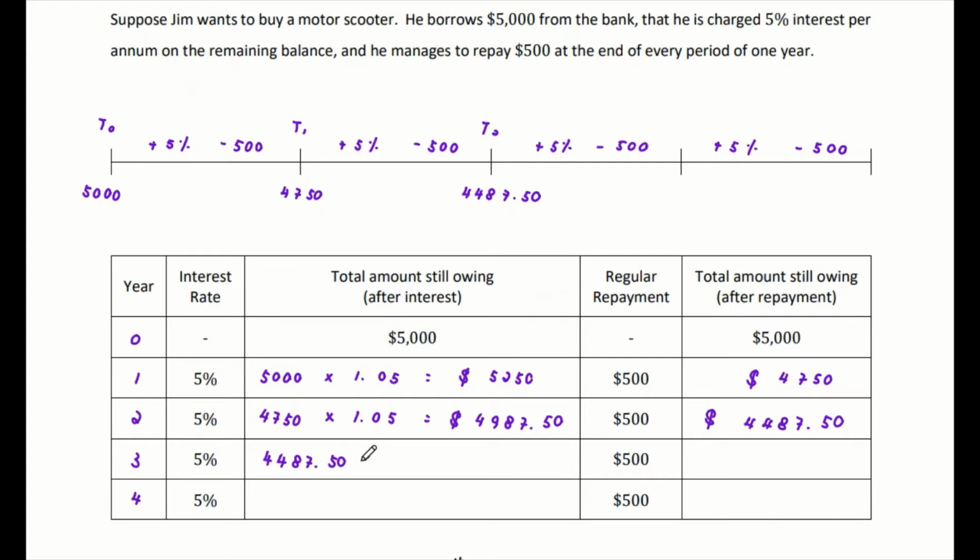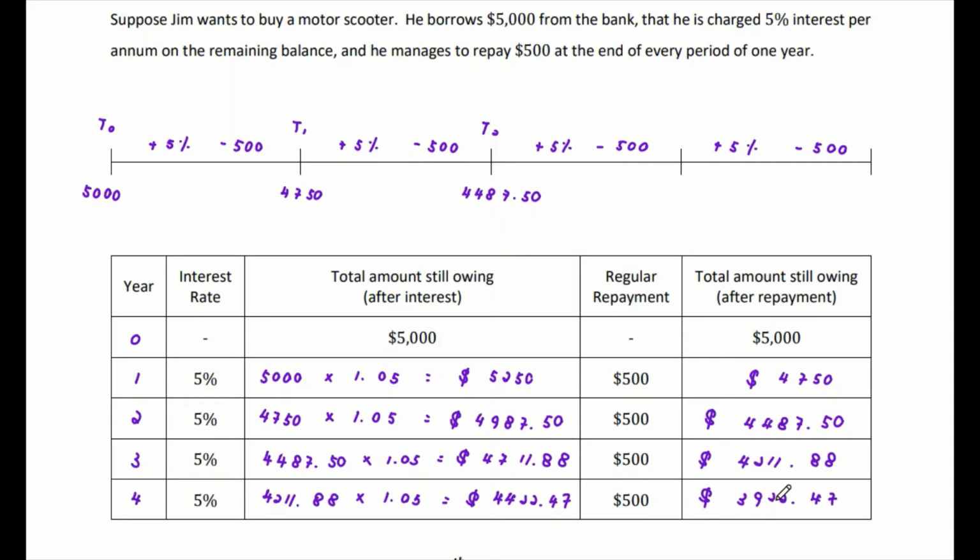You can get 4487.5 multiplied by 1.05. After the interest is charged, we get 4,711.88. Repay another $500, so now he owes a total of 4,211.88. Similarly, when we move on, we have 4211.88 multiplied by 1.05. We can get 4422.47. From here, we pay another 500, then we can get 3922.47.